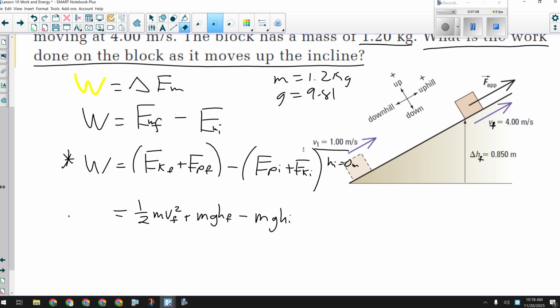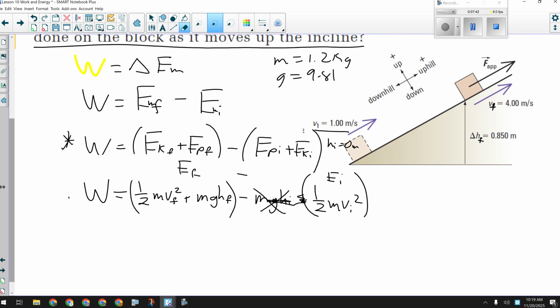Do I even need to write that in this situation? Because hi is 0, so what's m times g times hi? 0. Okay, we'll cancel it off in a minute. Plus 1/2 mvi squared. So like we said, that's 0. So okay, I'll just get rid of that, and I'll have my final energy minus my initial energy. The object only has kinetic energy at the beginning, and not much of it because it's not moving very fast. Okay, so now that calculates work.